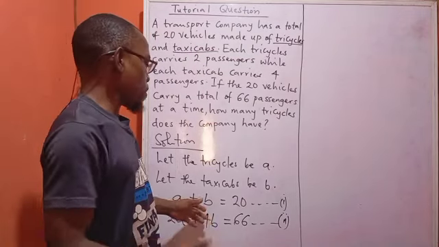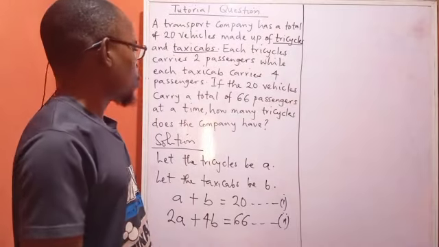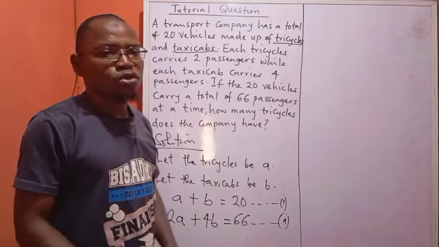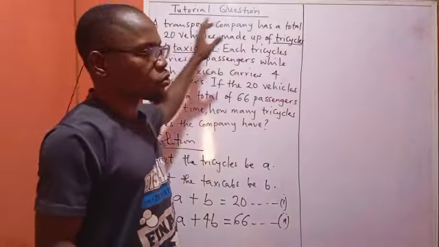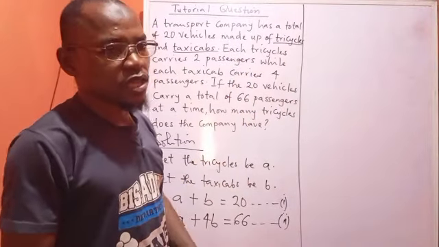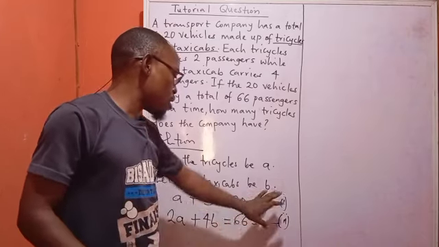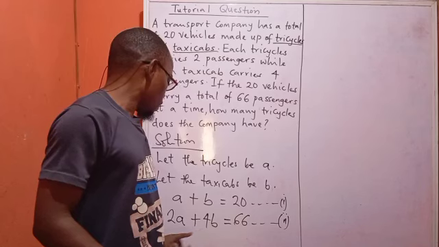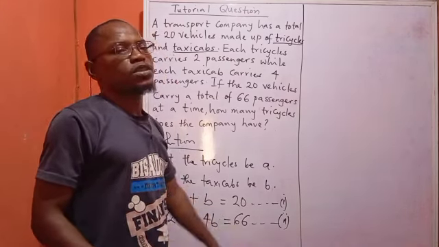So from here we can say that this is a simultaneous equation. This question led us to a simultaneous equation. So invariably, this is a word problem leading to a simultaneous equation. We have equation 1, which is A plus B equals 20, and equation 2, which is 2A plus 4B equals 66.